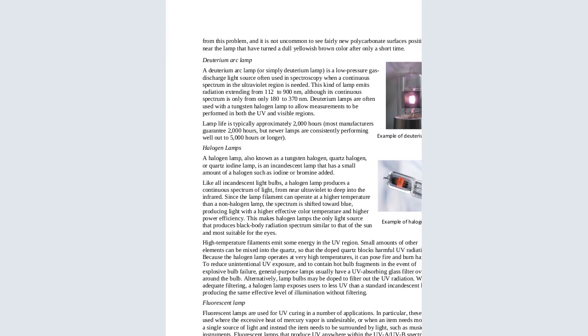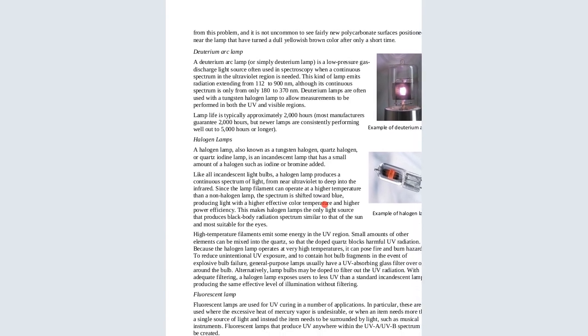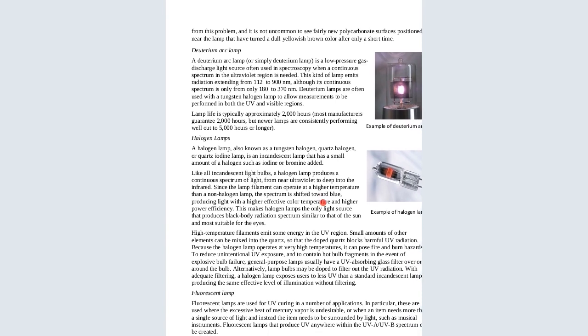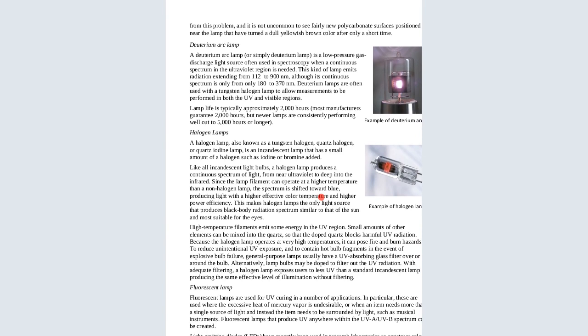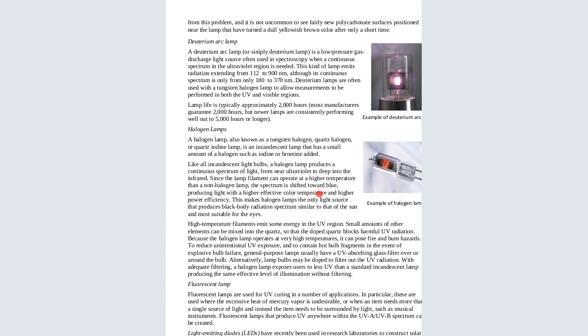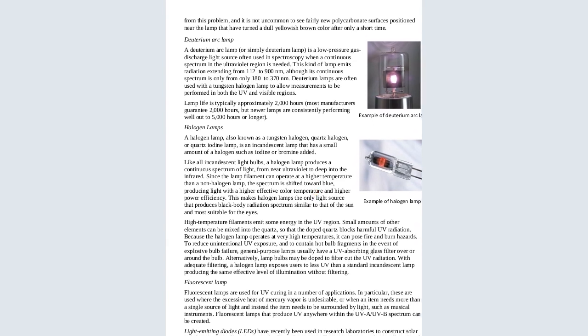We also have the deuterium arc lamps. The deuterium arc lamps are simply deuterium lamps, a low pressure gas discharge light source, often used in spectroscopy when a continuous spectrum in the ultraviolet region is needed. This kind of lamp emits radiation extending from 112 to 900 nanometers, although its continuous spectrum is only from 180 to 370 nanometers. The deuterium lamps are often used with tungsten halogen lamps to allow measurement to be performed in both the ultraviolet and the visible regions.